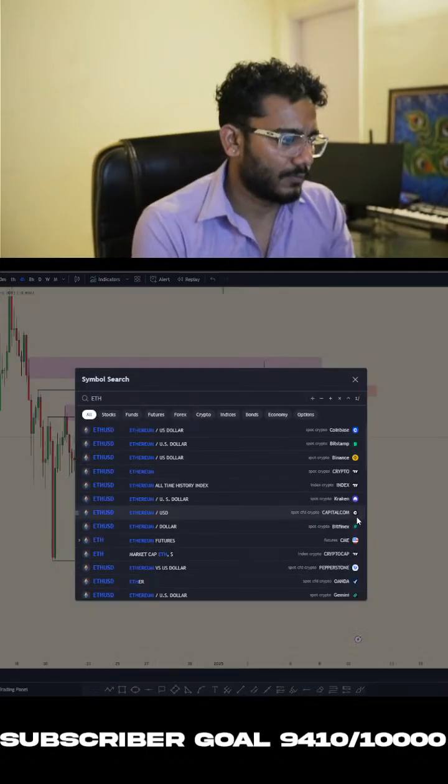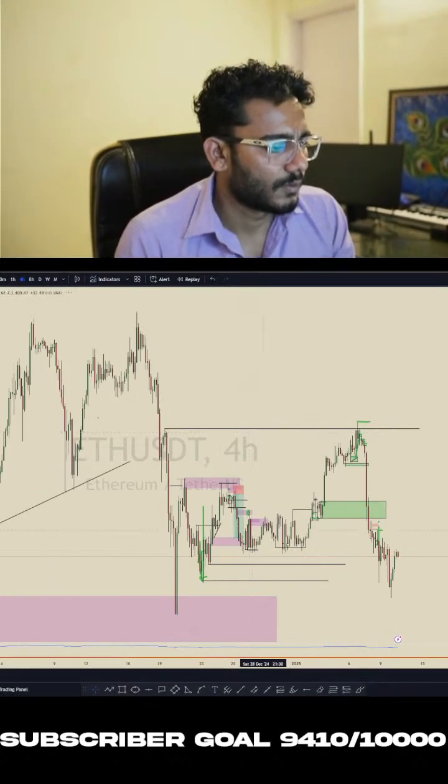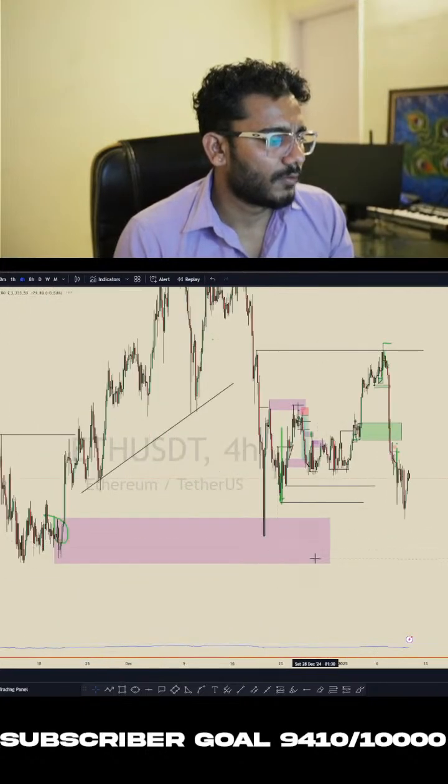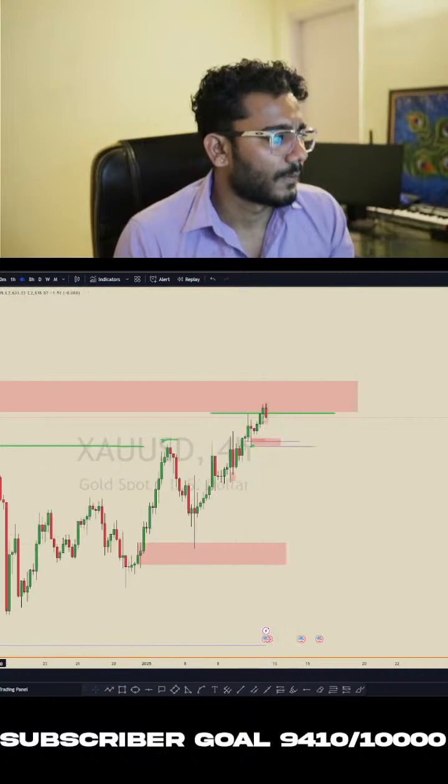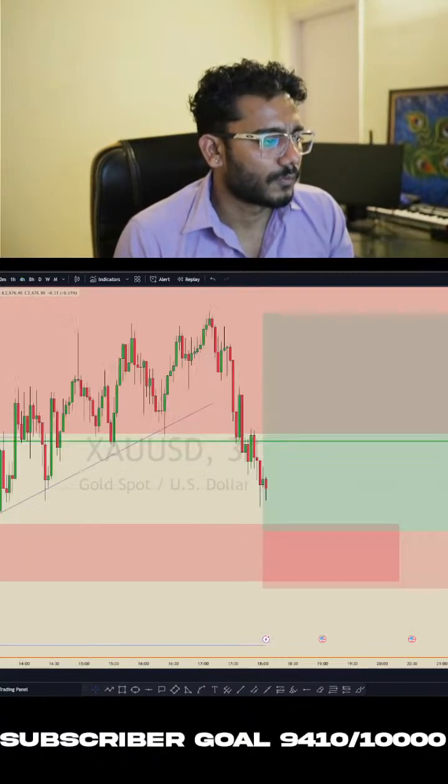Okay, Ethereum, USDT. Okay, so price has filled these lows and then again continued the upside. Okay, let's look at gold now.